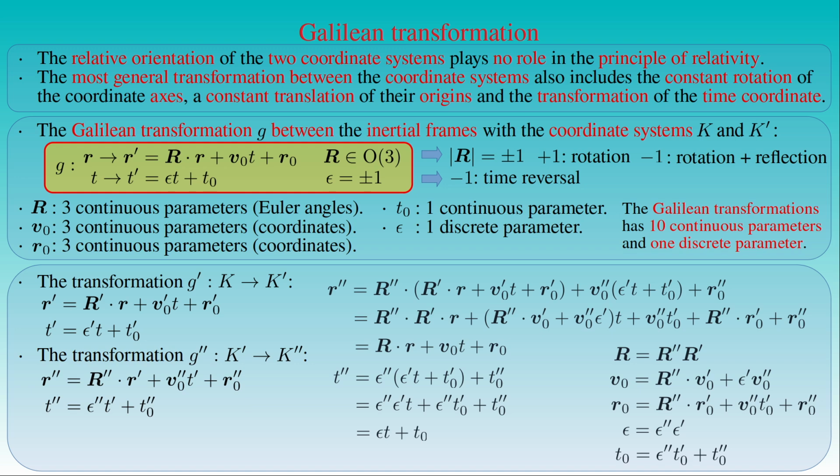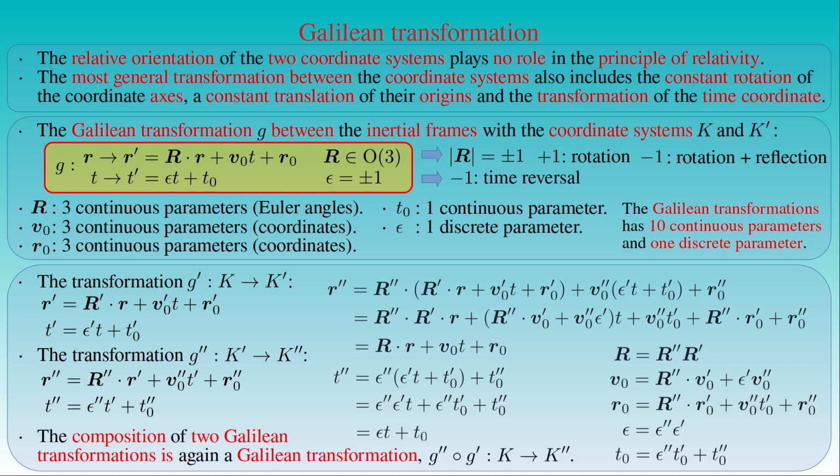The rotation matrix R describes the transformation of the coordinate axes from the reference frame K to the reference frame K''. The velocity vector v0 represents the constant translational velocity of the reference frame K relative to the reference frame K'', while the translation vector r0 specifies the position of the origin of K'' with respect to the origin of K. Likewise, the parameter epsilon determines whether the direction of the time t'' is preserved or reversed, whereas the constant t0 specifies the shift between the origins of time in the reference frames K and K''. We therefore arrive at the following important result: the composition of two Galilean transformations is again a Galilean transformation.